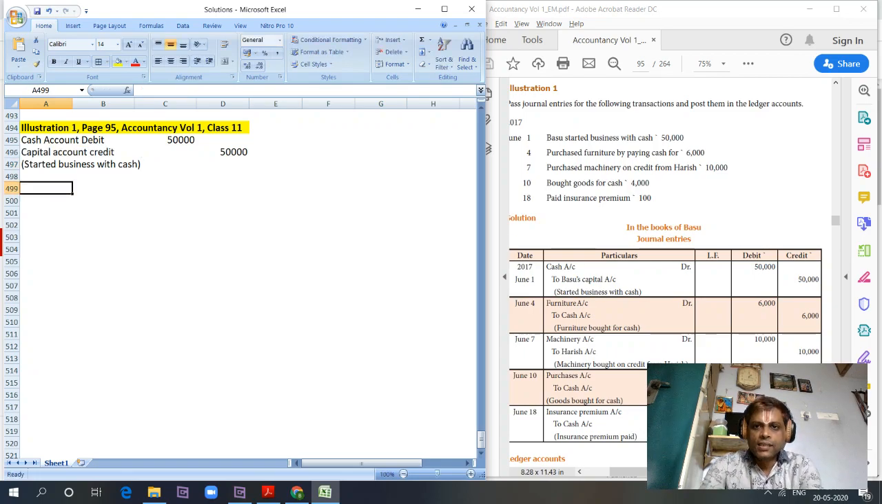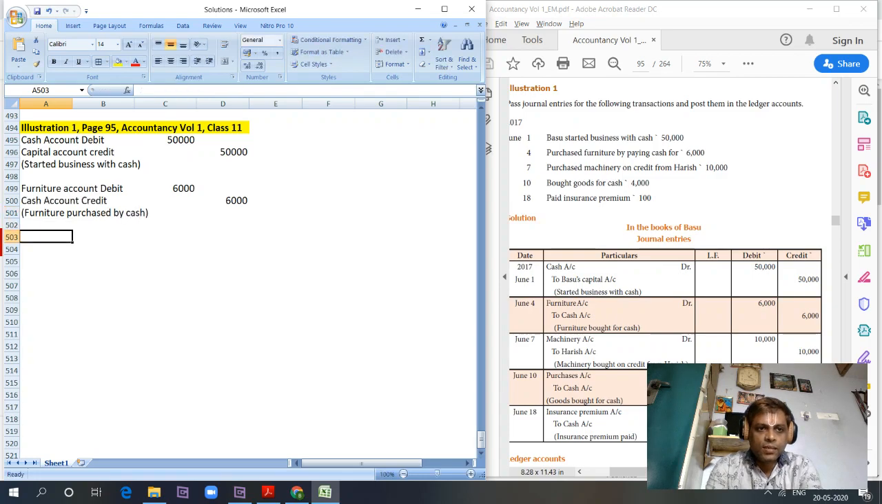Next is purchased furniture by paying cash for 6,000. You know that furniture account debit, cash account credit. Furniture account debit 6,000 and cash account credit 6,000. Furniture purchased by cash.